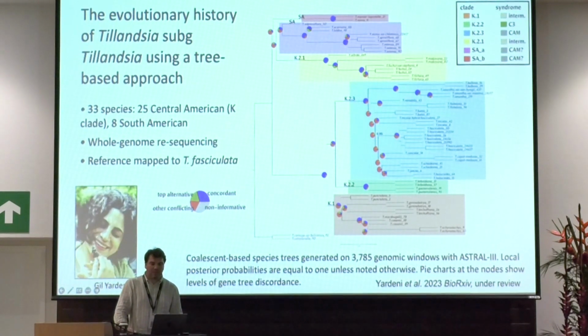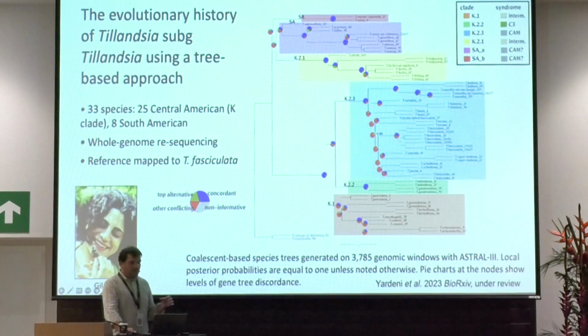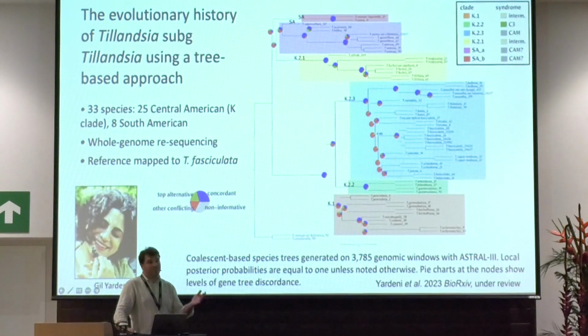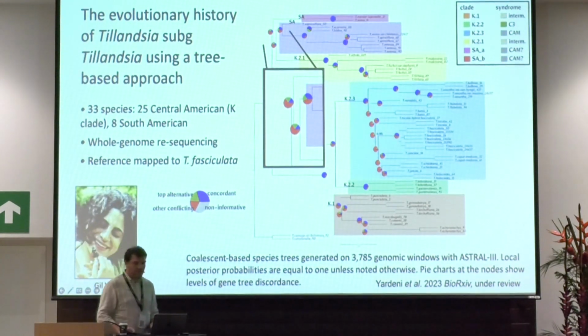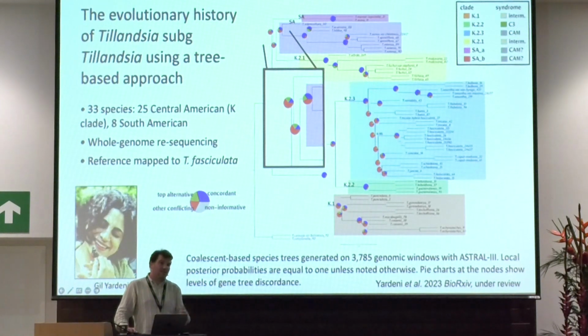And I also wanted to point out at the nodes, we have these pie charts which show the level of gene tree discordance. In particular, the red proportion of the pie charts shows you the conflicting topologies which are potentially indicating gene flow, right? And we see that these red areas are very prominent in some parts of the tree, but also around the origin of the Central American clade K21, we observed a high proportion of these topologies indicating the potential presence of hybridization in those periods of time.